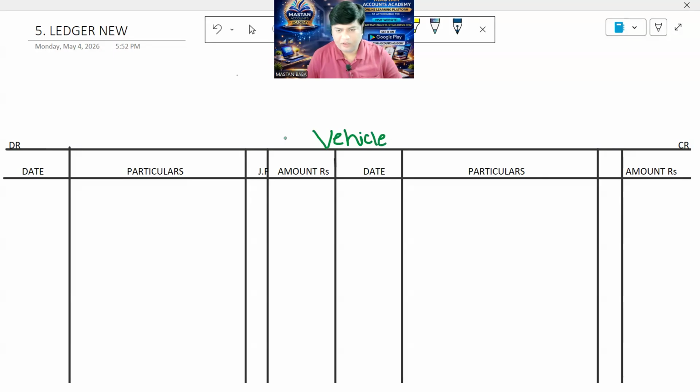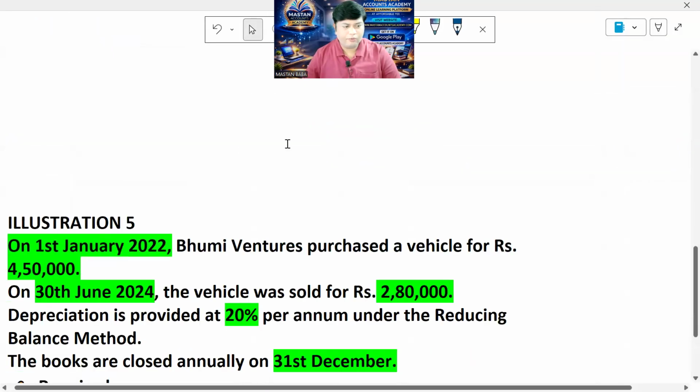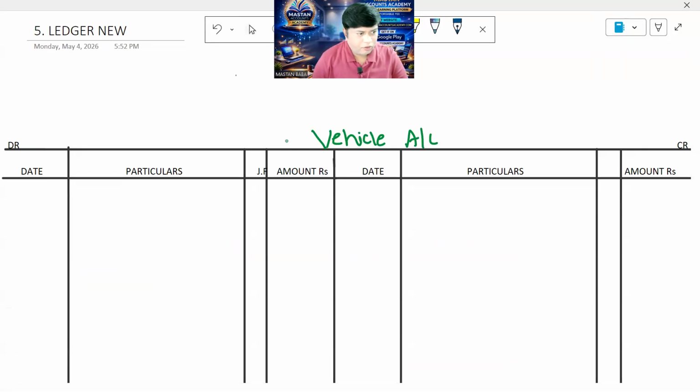Heading vehicle account, and it is clearly mentioned on which date it is purchased. 1/1/2022. So write it 1/1/2022. So heading always should be the concerned asset account. If you purchase the machinery, write machinery account. If you purchase the furniture, write the furniture account. If you purchase the vehicle, vehicle account. To bank account.